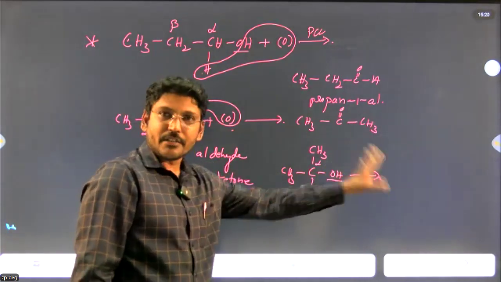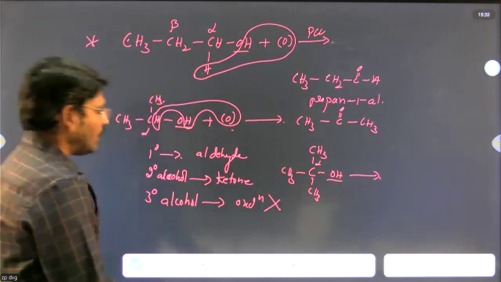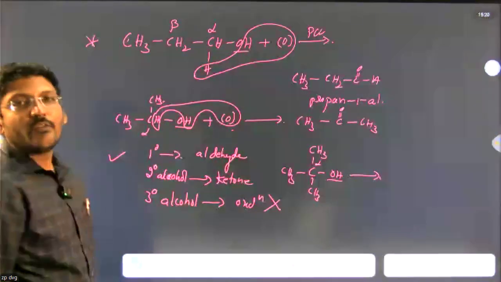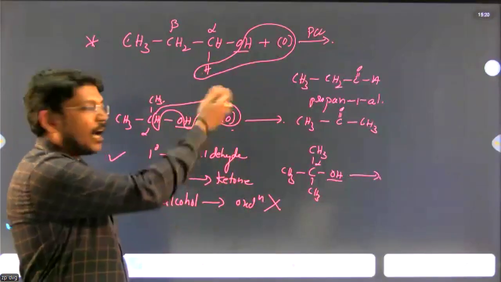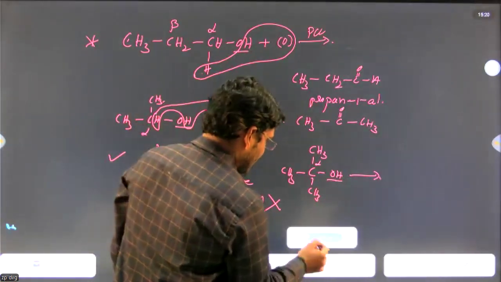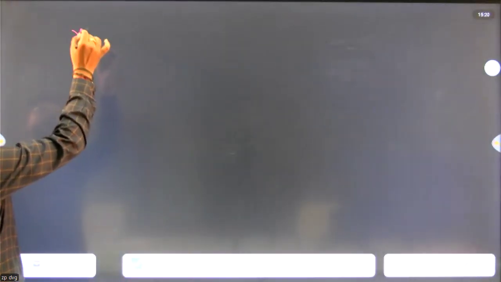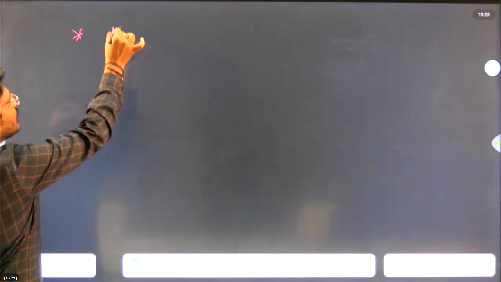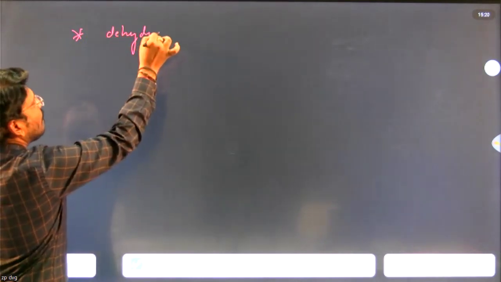So alkene chances are there, right? So this is one particular way we are able to convert alcohol into aldehydes or ketones. Next, using the same alcohol, we can use another method, that is also called dehydrogenation.